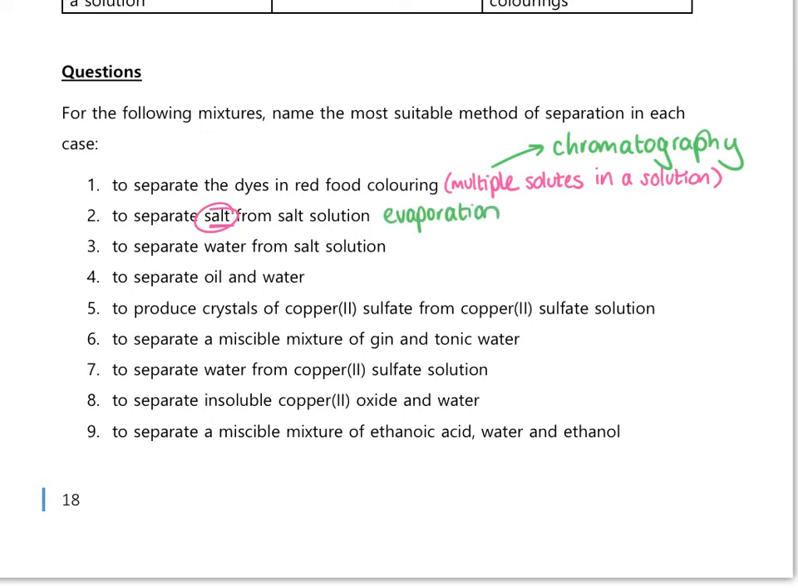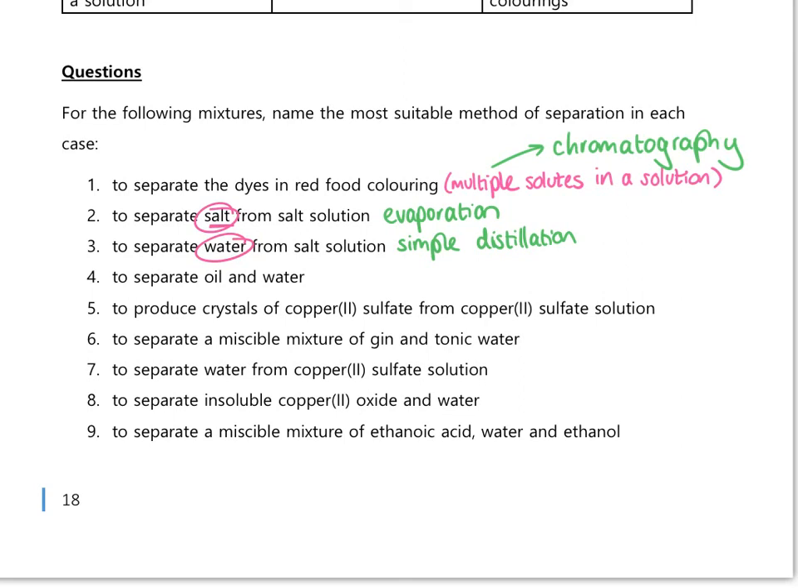Number 3 then, we want to separate the water from the salt solution. So again, we have got a soluble solute dissolved in a solution, but this time I can't use evaporation because it would lose the water. So if I want to collect the water, I would use simple distillation, and that will allow me to collect the water. So if we heat it, the water will evaporate, it will pass through the condenser, condense to form water again, and we can collect it. If you've just written distillation, that is fine.